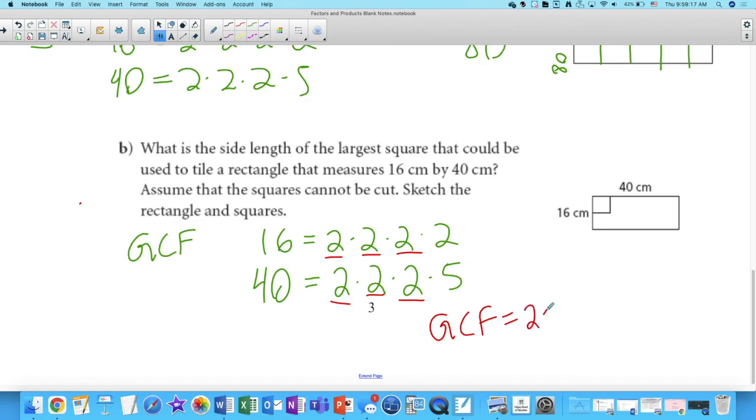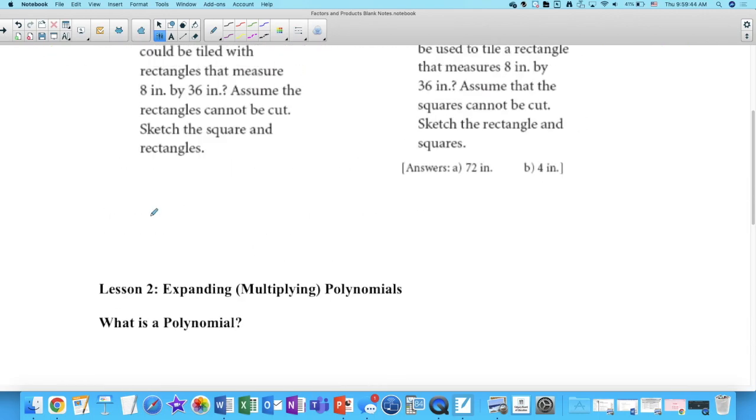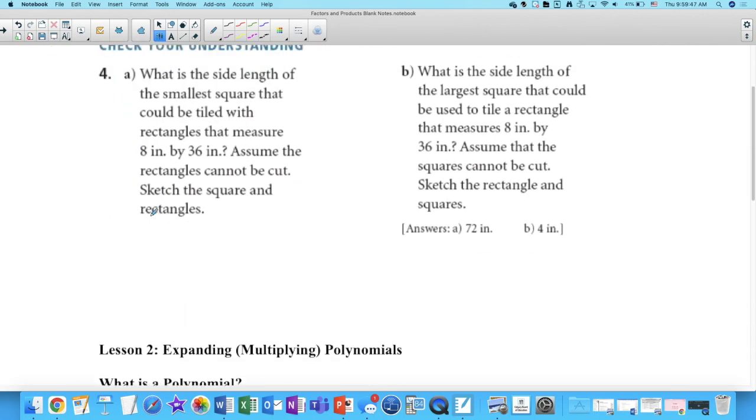Okay, and then if you lay it down this way, you can see 8 and 8 make 16. And if I have 5 going this way, right, 8 times 5 is 40. All right, any questions with that? Okay, so there are a couple of questions to do here, but these are very, very similar to the ones that I just did. So I'm going to stop with that now.